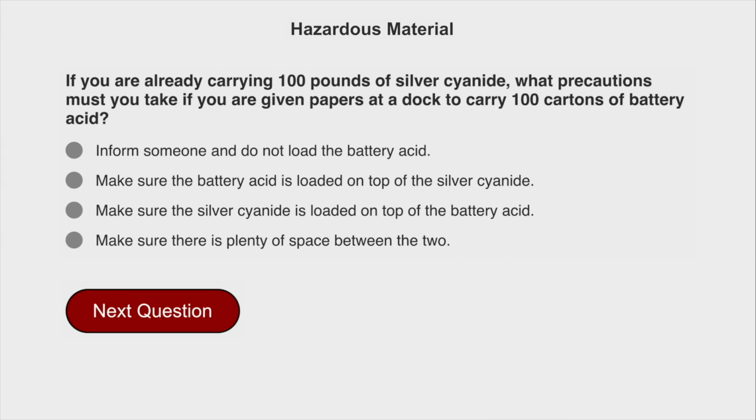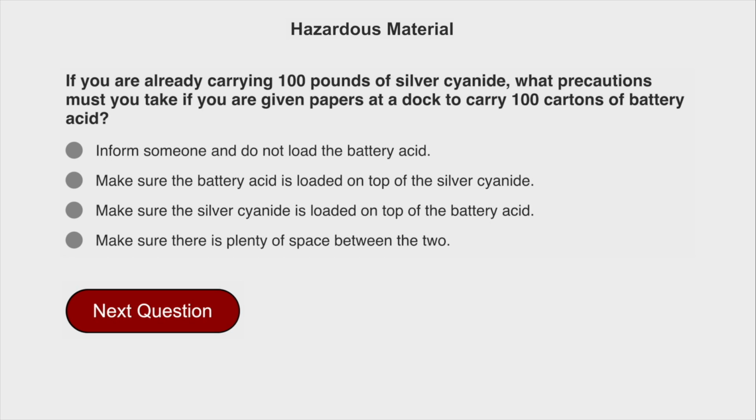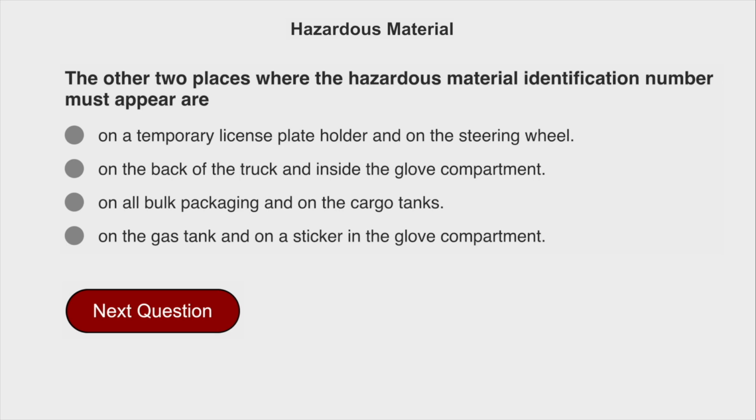If you are already carrying 100 pounds of silver cyanide, what precautions must you take if you're given papers at a dock to carry 100 cartons of battery acid? Inform someone and do not load the battery acid. The other two places where the hazardous material identification number must appear are on all bulk packaging and on the cargo tanks.